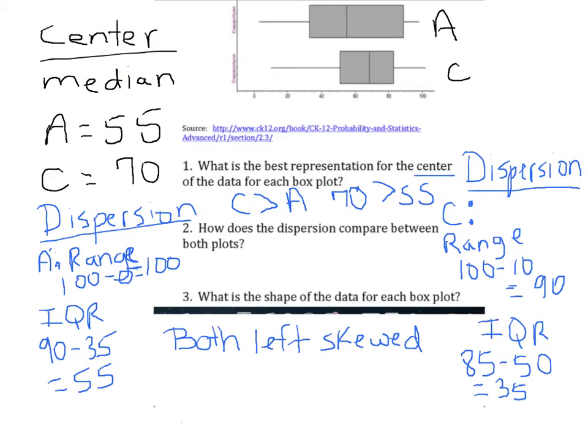And so you can see that it's more clustered, it's more consistent with that 50% of the data in the box than the Arizona one. And the shape of the data, both of them are skewed to the left, which means most of the data is represented on the right. And it looks like it's more clustered again for Colorado.